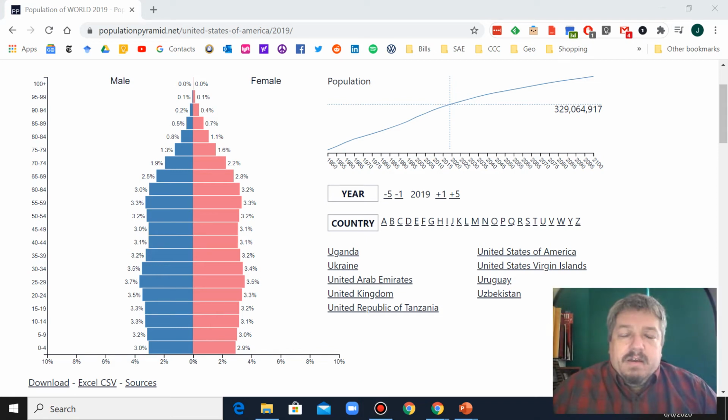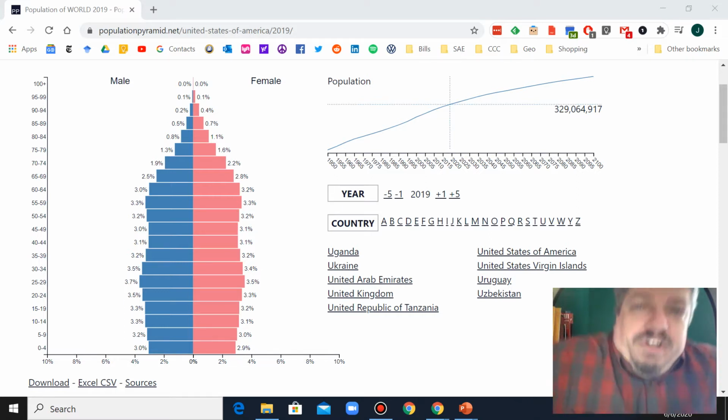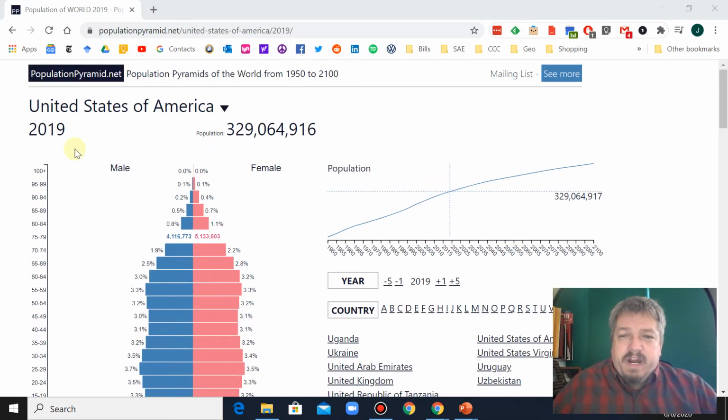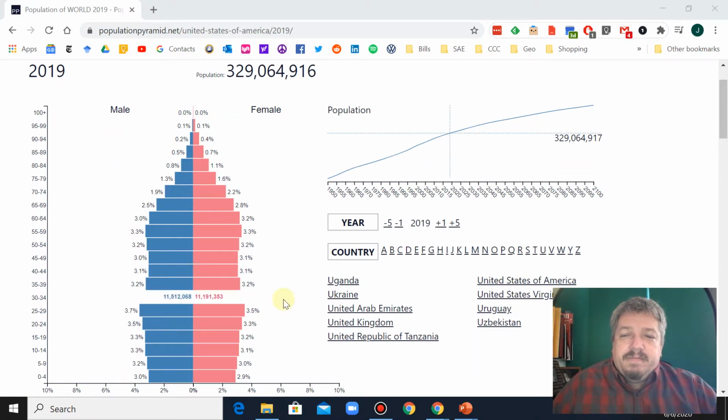Welcome back. We're going to talk about population pyramids. Population pyramids are a visual way to represent the topics, the theories that we've been talking about. What you're seeing right here is a population pyramid for the United States of America, for 2019. That's our total population. What this does is it breaks it down by age and sex.